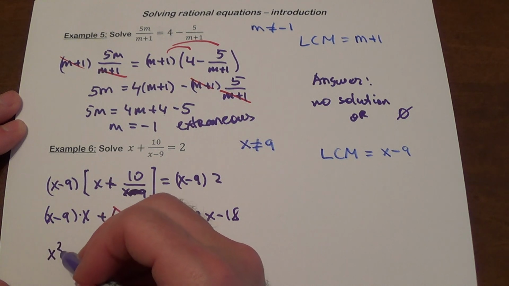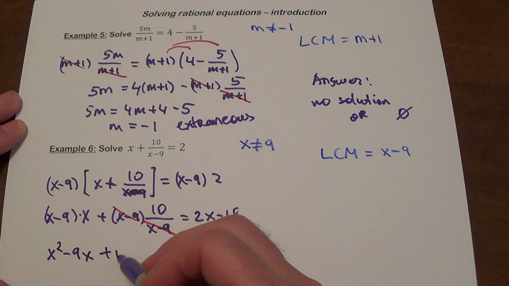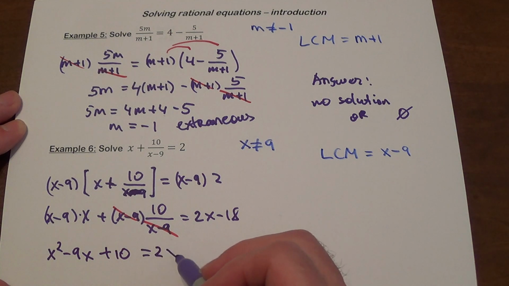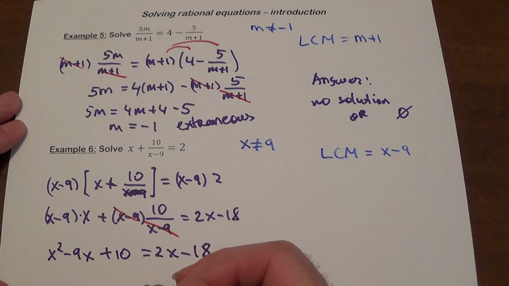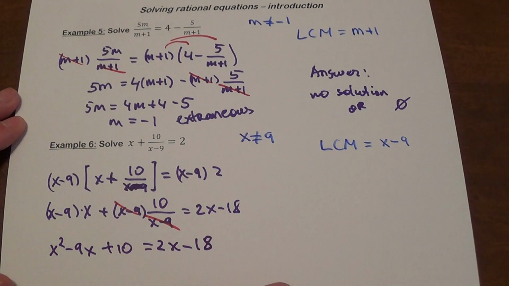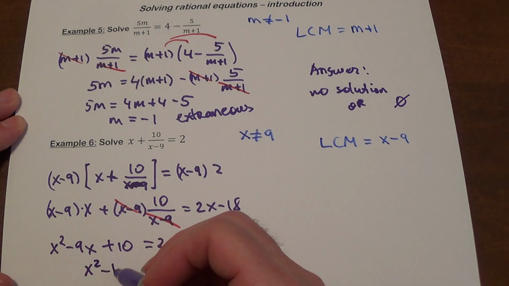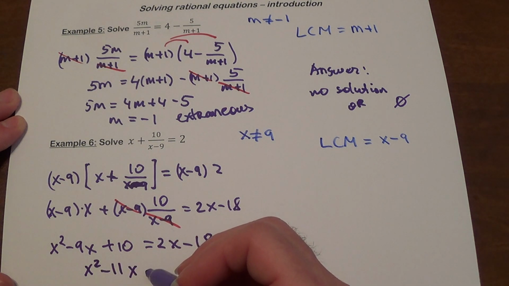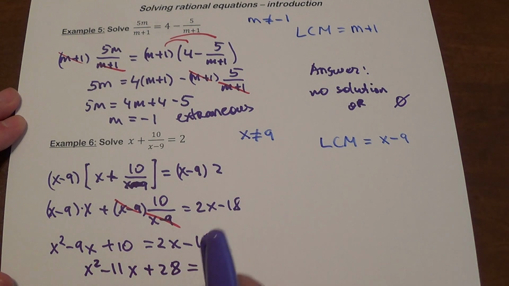This is x squared minus 9x. This is just going to leave us with 10. And on the other side we have 2x minus 18. Which once you rewrite that in simplified form, this quadratic equation is going to be x squared minus 11x plus 28 equals 0. This equation can be solved by factoring.